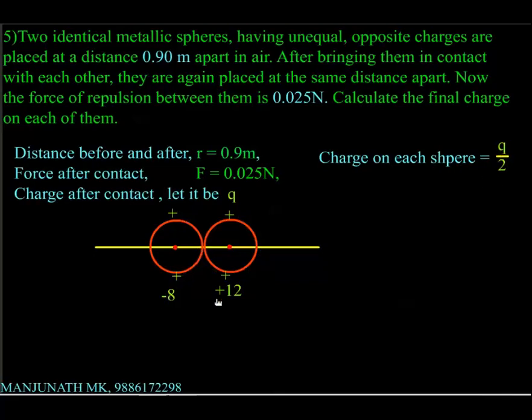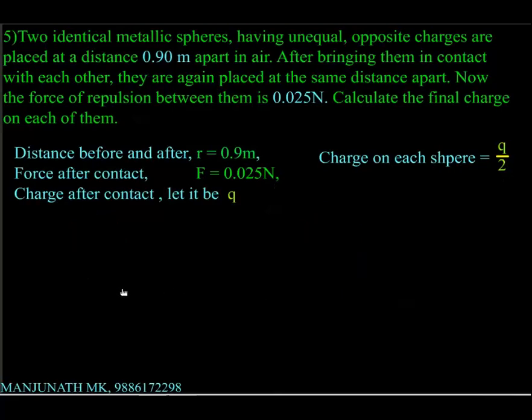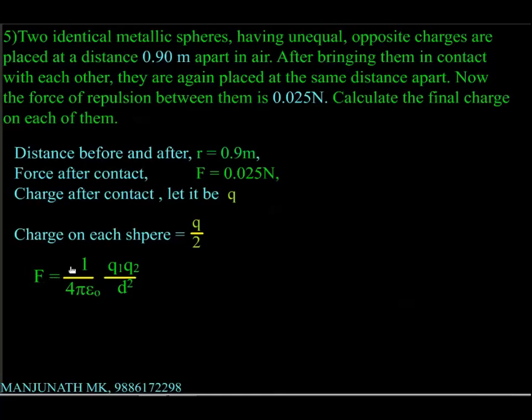Now they are brought to the same place like this. Now what is the force between these two things? That is 0.025 Newton. And now we have to calculate total charge and charge on each sphere. Okay, according to Coulomb's inverse square law, F is equal to 1 over 4 pi epsilon naught Q1 Q2 by d square. Here Q1 is Q by 2, Q2 is also Q by 2. So therefore, look here, instead of Q1, Q by 2, Q by 2. Q square divided by 2 2s are 4.